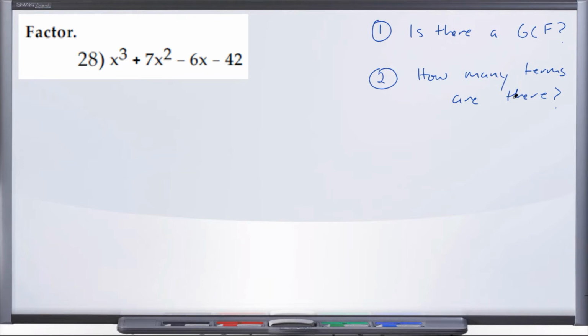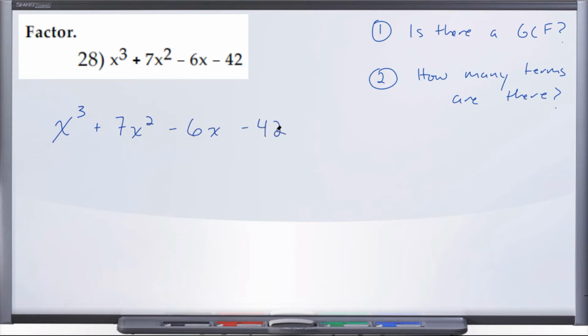How many terms are there? Well, we have 1, 2, 3, 4. And we know that when we are dealing with four terms, we're going to be factoring by grouping. So let's go ahead and rewrite what we were originally given.